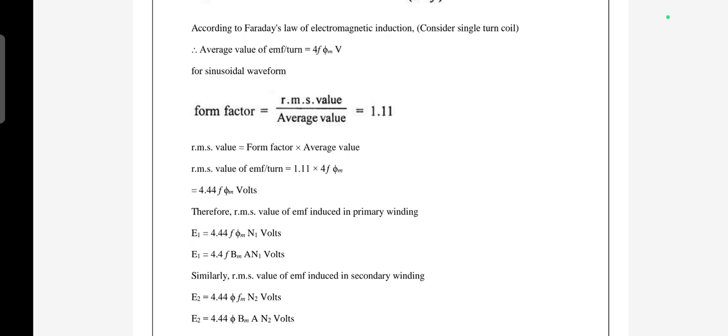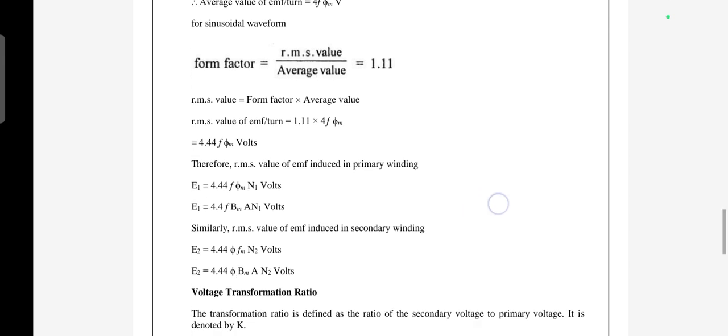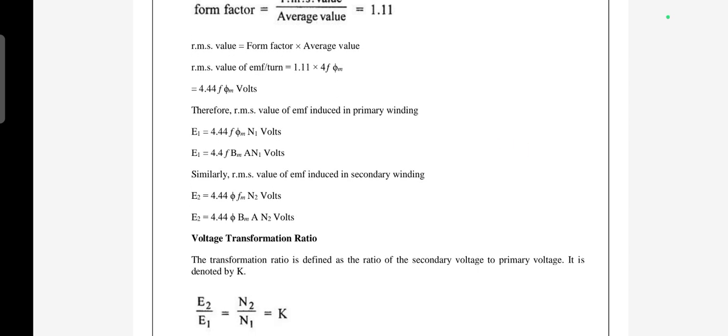Therefore, the RMS value of EMF induced in the primary winding is equal to 4.44 F Bm A N1 volts, where phi m is replaced by Bm A. Similarly, the same applies for E2, where the number of turns is replaced by N2.